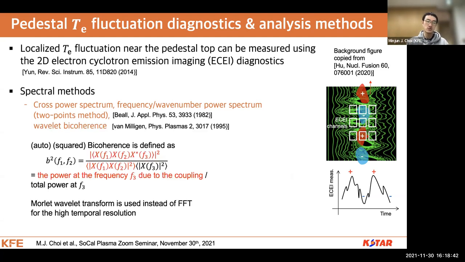And another analysis I use is the wavelet bicoherence. The bicoherence is defined as the power at the frequency f3, sometimes due to the coupling with other frequencies, and this is represented by this red colored part, over the total power at f3. So this is simply the ratio of coupled power to the total power. And it has been used widely to measure the degree of coupling between three waves.